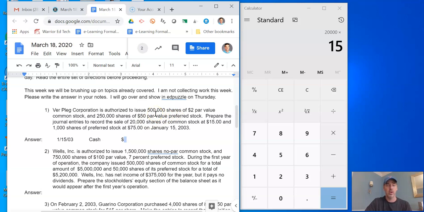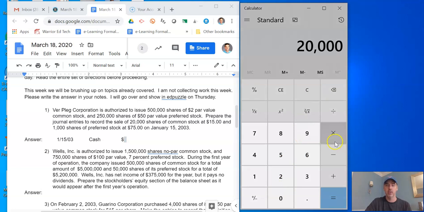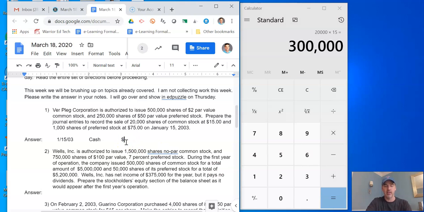So for the first one here, we have a $2 par common. We're selling 20,000 shares at $15 a share. The first thing you want to answer is how much cash you're raising from the sale of stock. So we have 20,000 shares, and we multiply by $15 a share, and we get 300,000. So the common stock sale is going to be a total of $300,000.